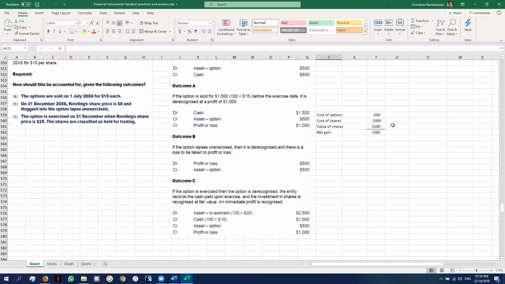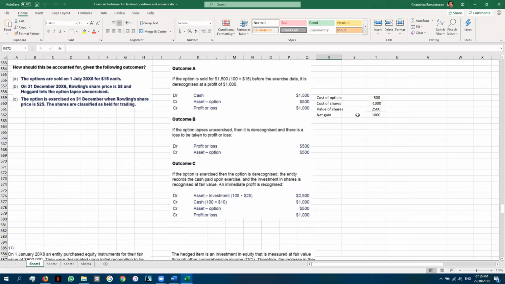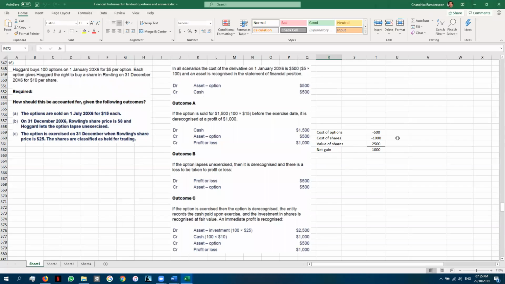Now, I showed you here an alternative way of arriving at the $1,000. This is perhaps how you may have done it if you were doing a simple financial management calculation and you wanted to show the gain, where you don't need to do the double entries. It could have been done like this. Initial cost of the option, $500, which is a negative. Cost of the shares 1,000, which is of course what he paid at the end. Value of the shares 25, and therefore the overall gain is 1,000. But you need to know how to show the double entries.